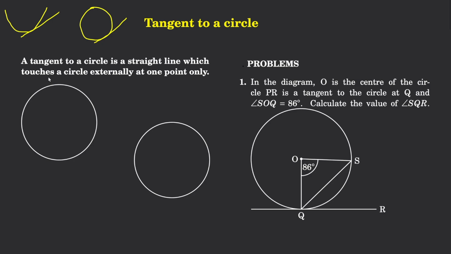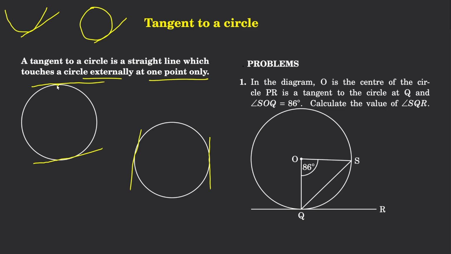Now, by definition, we can say that a tangent to a circle is a straight line which touches a circle externally at one point only. So we can draw as many tangents as possible on these two circles. We can have one at the top here. This is a tangent. We can have another one right at the bottom here. This is another tangent. We can have one on the side, and another on the side. This is a tangent. This is a tangent, right? Because they touch the circle externally and they do that only at one point.